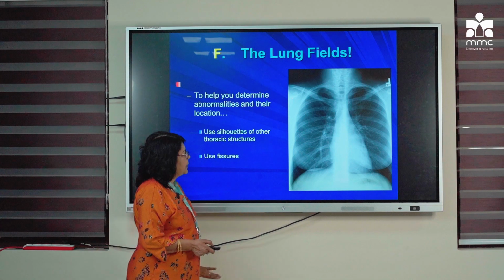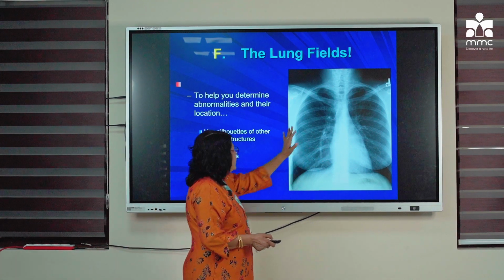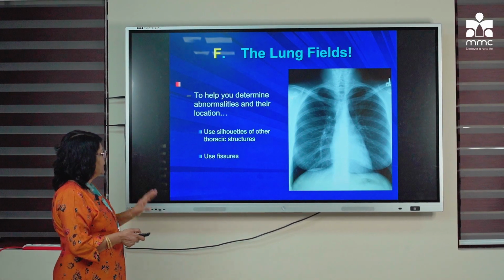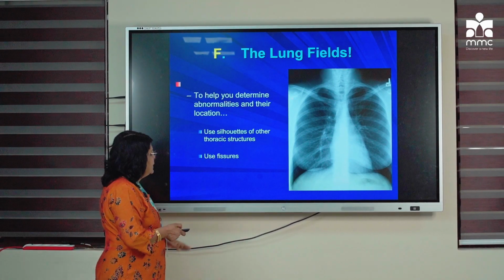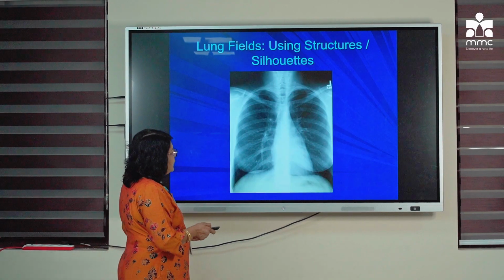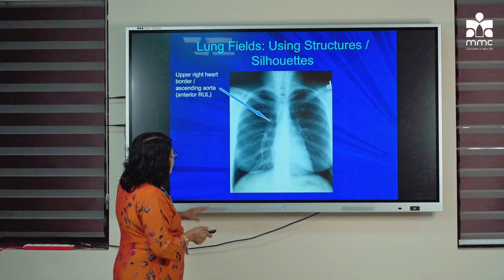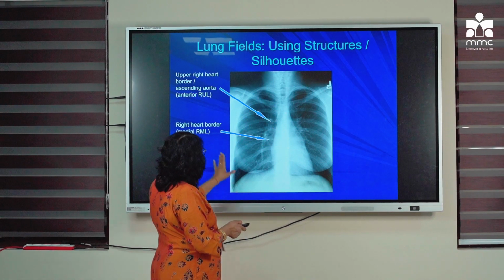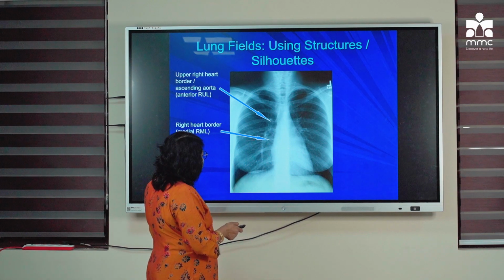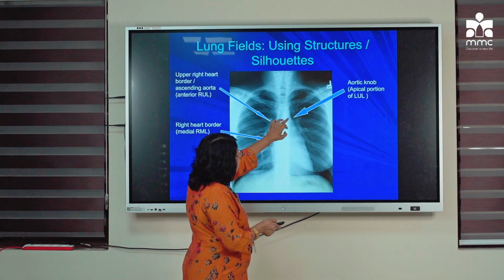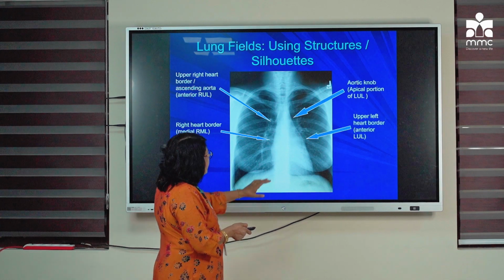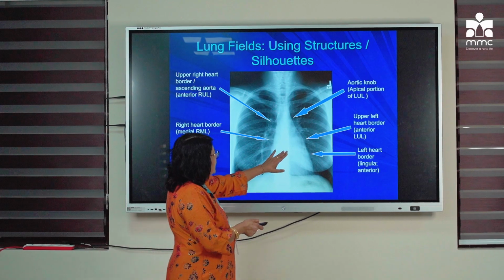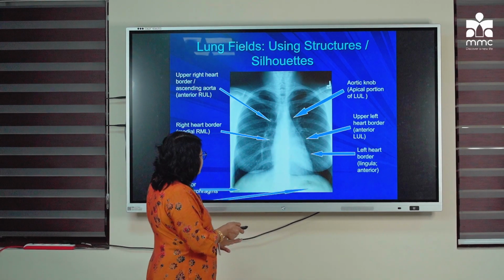Now coming to the lung field proper. This is a lung field. You can divide the lung fields into 3 major zones, upper, middle and lower zones, which will help you to localize the pathologies, or you can use the silhouette sign by use of the fissures. Okay, so how to use this? As I said, this is the upper border which is formed by the ascending aorta. Another, right heart border mainly formed by the right atrium. This apical border, that is the aortic knob, another criterion. Then left atrial appendage, upper heart border. I'll tell you about the pathologies. Left heart border, mainly by the left ventricle, and both diaphragms.